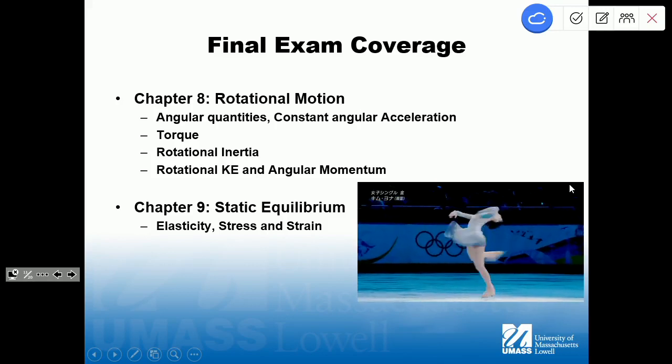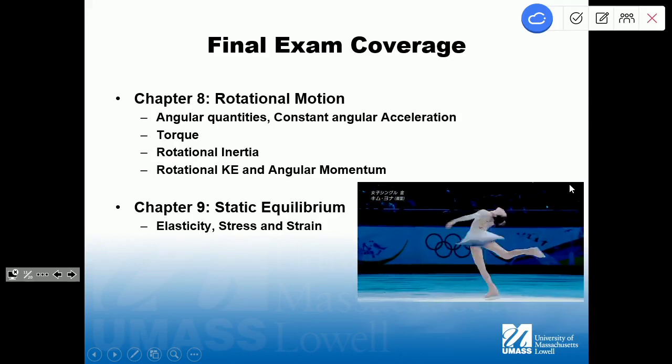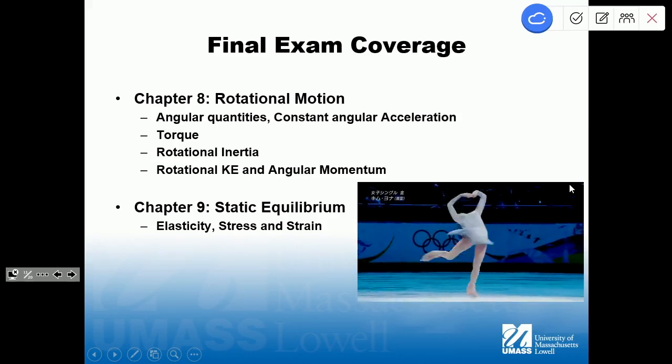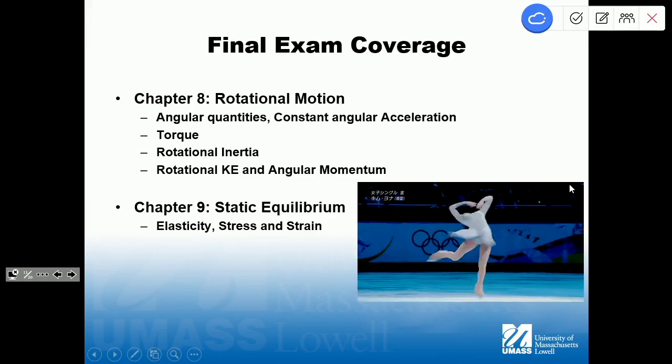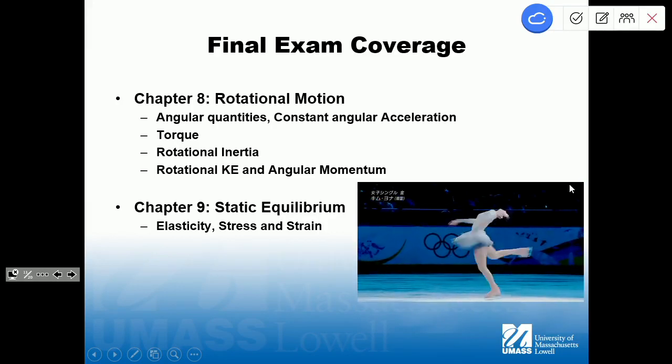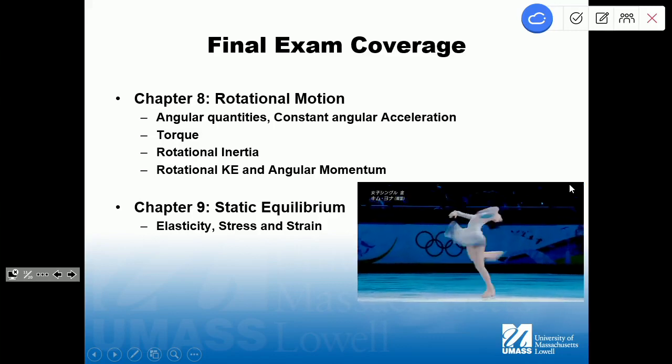Angular velocity, how fast it rotates, omega. Angular acceleration, is there any change in how fast it's rotating? Delta omega over delta t, alpha. After that, well actually, there is energy associated with rotation, just like there is energy associated with translation.